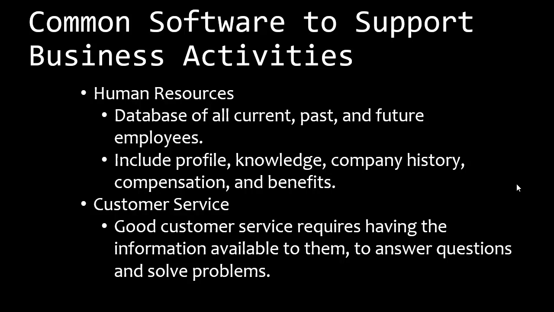So, common software to support business activities. Well, number one, human resources. We talked about these different business activities in my previous videos, from human resources to customer service. In human resources, usually there needs to be software of some sort to have databases of all the current, past, and future employees. Software to support these databases to be able to bring this information up very, very quickly. Most of this information includes profile information on the employees, knowledge that the employees have, company history, compensation, benefits, and so on.